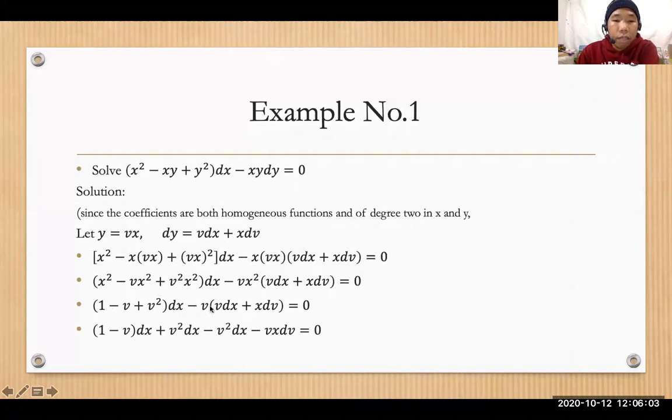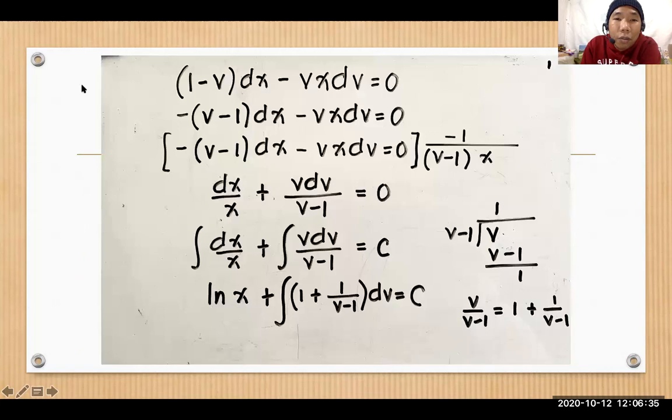And distribute minus v in each term here. So minus v times v dx, you have minus v squared dx. Minus v times the positive x dv, you have minus vx dv. Now you combine like terms. v squared dx minus v squared dx, you can cancel this one. So you have (1 minus v) dx minus v times x dv equal to 0. So this equation now is a separable differential equation. So let's continue again. This is the last part of our solution in the previous page.